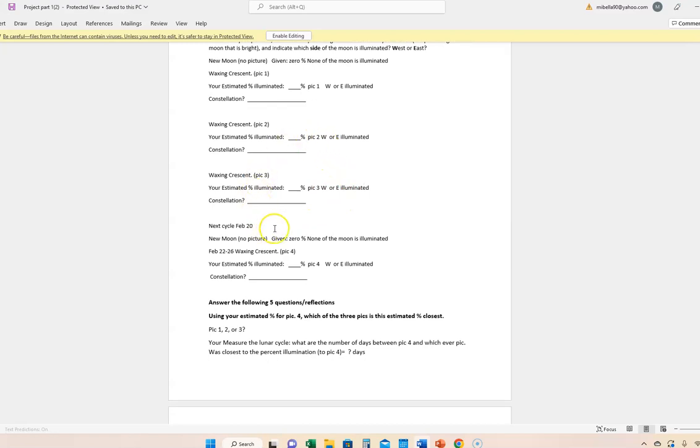So when the next month comes along, you want to find a day on the next phase where it's about the same as one of these. It doesn't have to be this third picture. It could be the second picture, or the first.